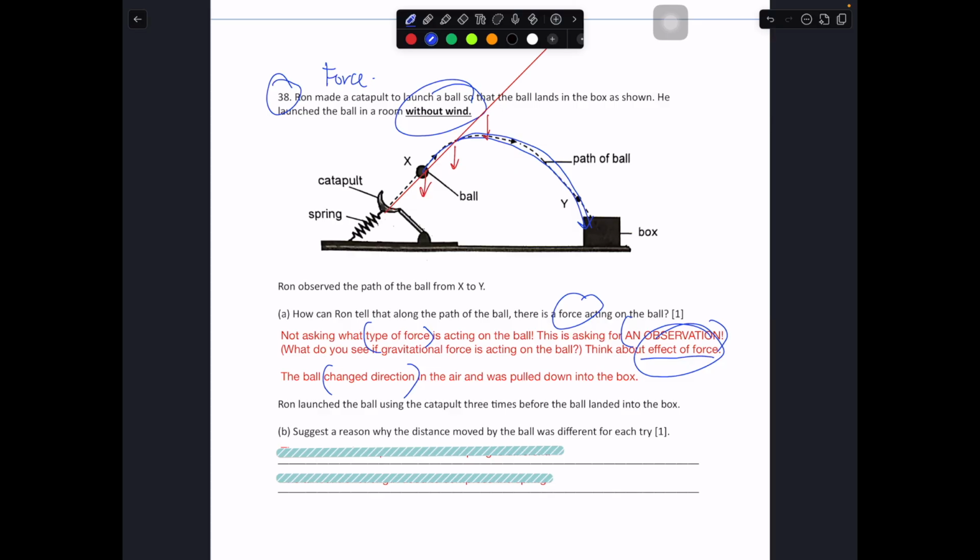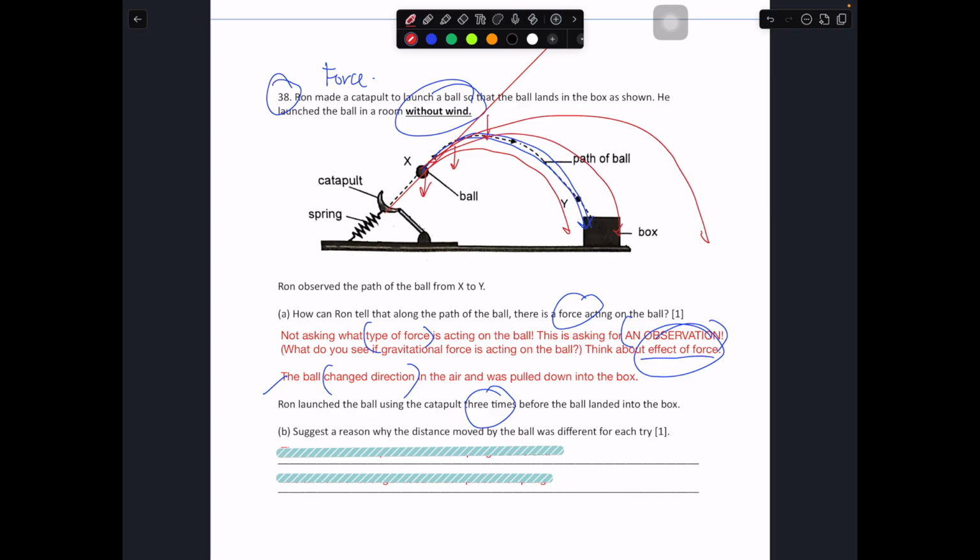Okay, so that's for part A. Ron launched the ball using the catapult 3 times before the ball landed in the box. How come every time the ball moves, the distance moved by the ball is different? Maybe the first time he could have landed here, then the second time here, or the third time could land here, very near to the box. But how come every time is different?